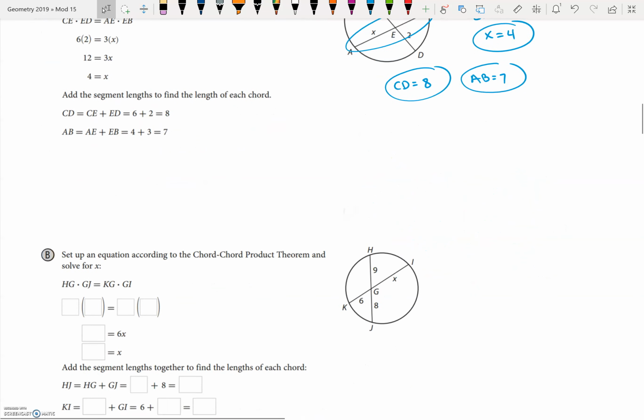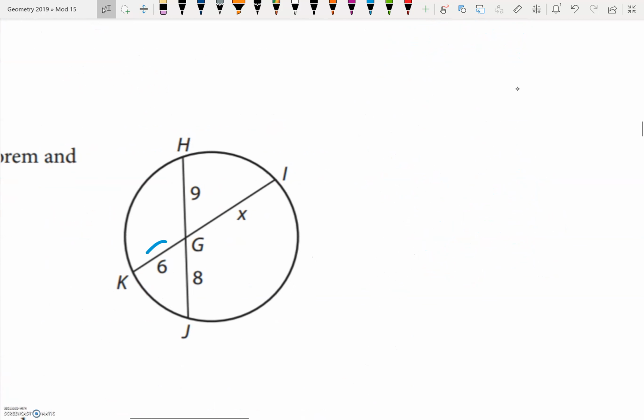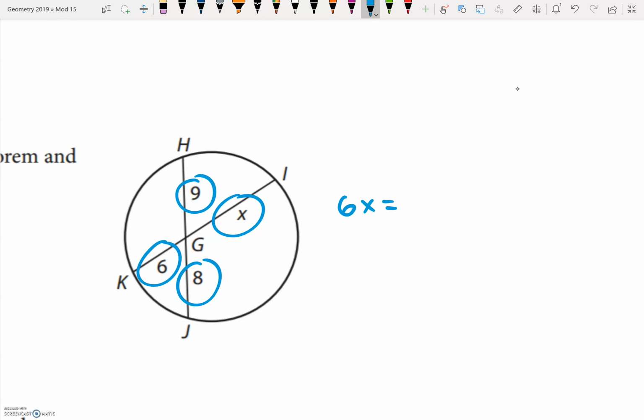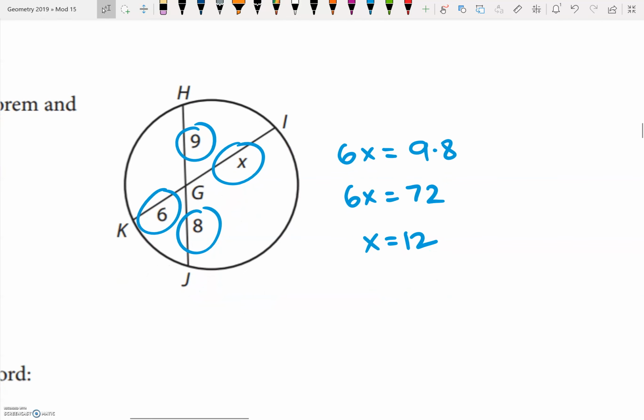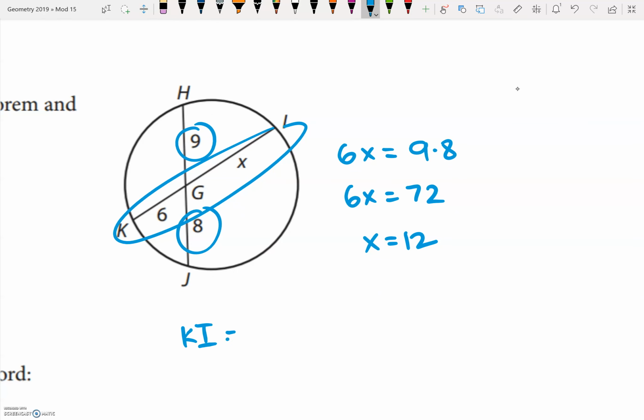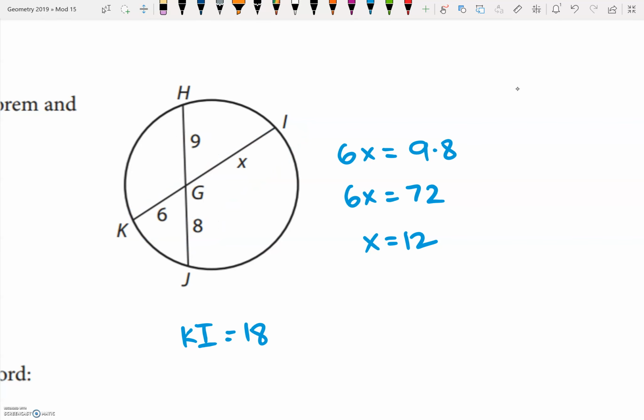We'll do one more example of this type of problem. 6 times x equals 9 times 8. So 6x equals 72, and 72 divided by 6 is 12. So x is 12. We want to find each of the chords. So 6 plus 12, KI is 18. And then 9 plus 8 for HJ is 17.